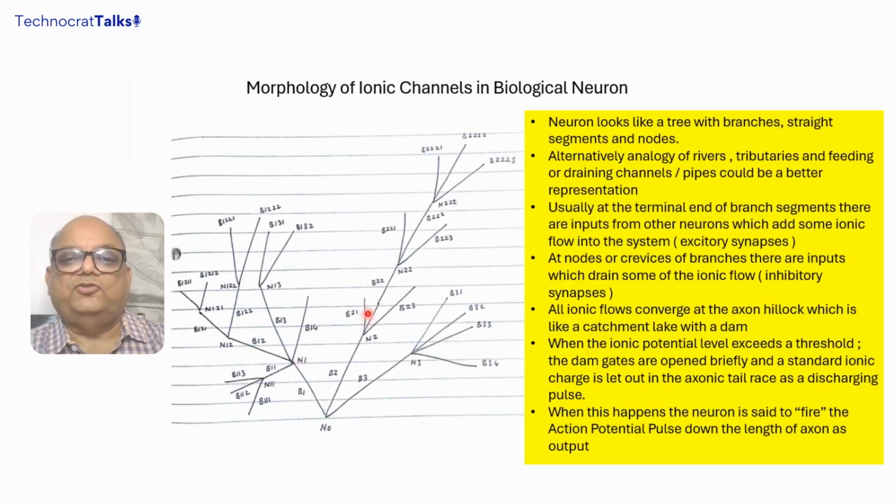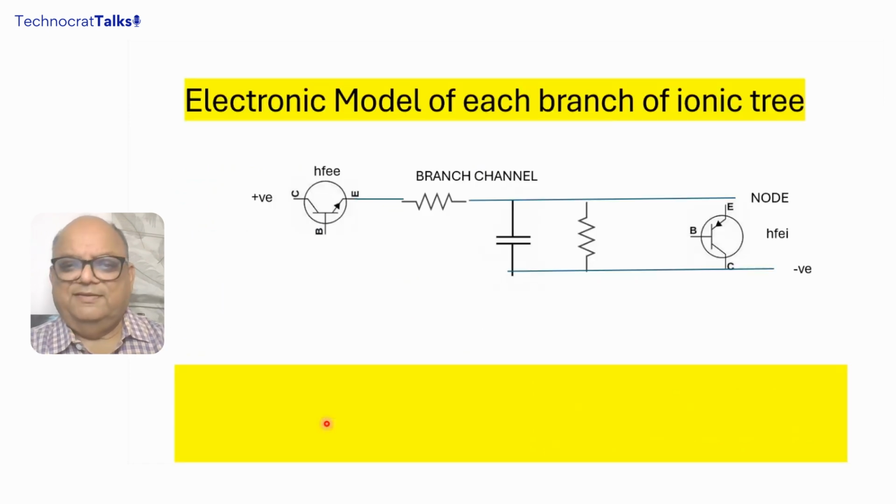Finally, all the ionic flows lead to N0, that is the axon hillock, and when the potential increases beyond the threshold, an action potential gets issued, and the neuron fires. Simple. Okay. Simpler said than done. What can be mathematically represented?